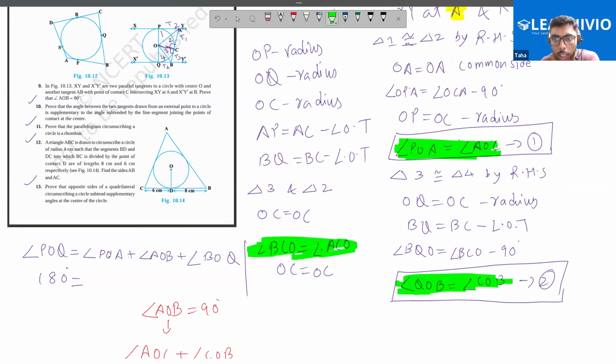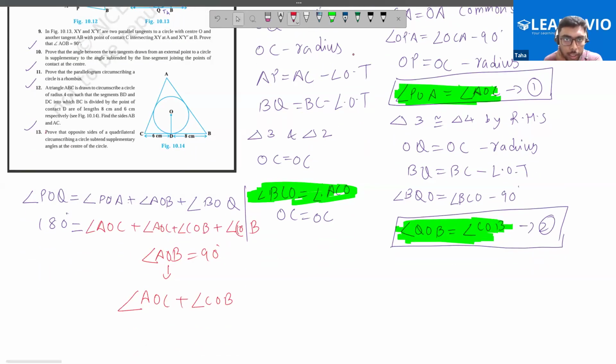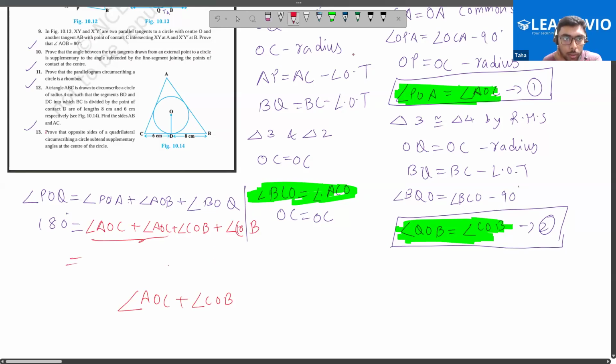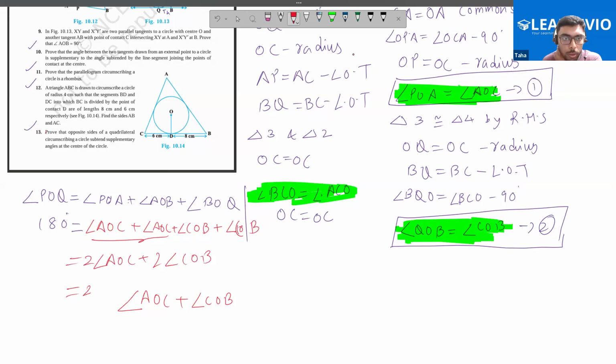Angle COB is equal to angle QOB, right? And over here, BOQ, can we write this as AOC plus angle COB, and BOQ can be written as COB. Okay, yeah, figured it out. Right. This can be written as 2 times AOC plus this can be written as 2 times COB is equal to 2 times. Yep. Are you following this, Zeb?